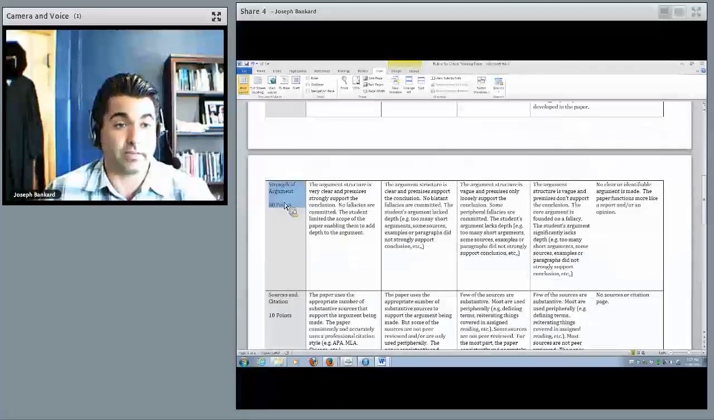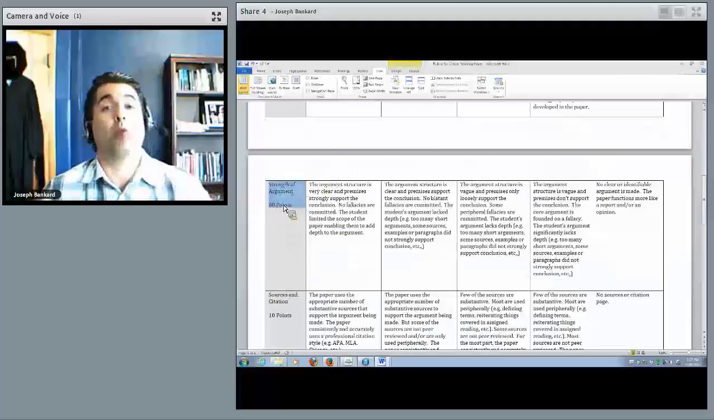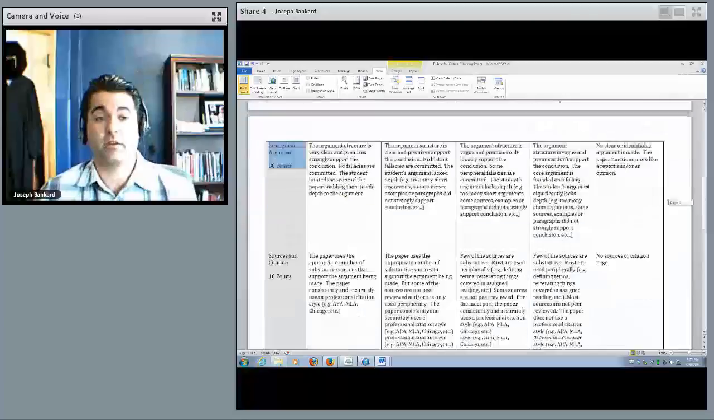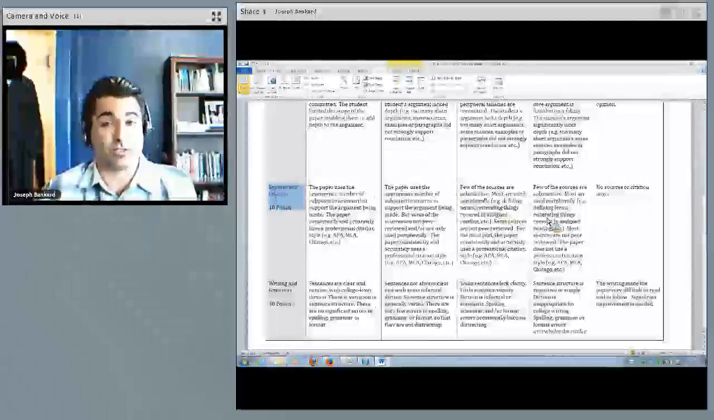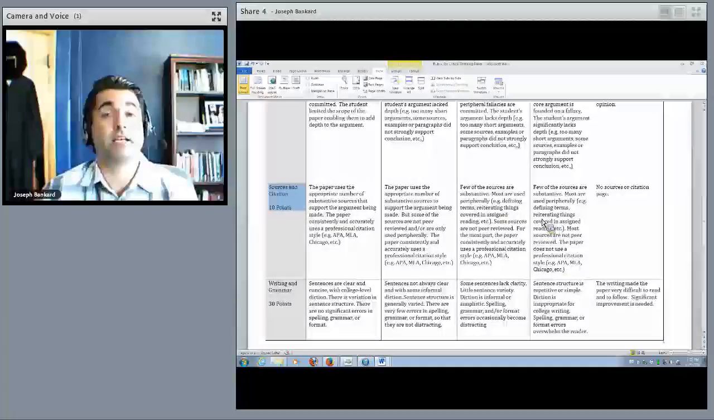Strength of the argument, again, 80 points. How well do you actually make an argument? Do you avoid fallacies? Sources, citation. If you don't cite any sources, technically what you're going to be doing is plagiarism, so you want to make sure that you cite them. You use a professional style. You use them substantively, not peripherally, etc.